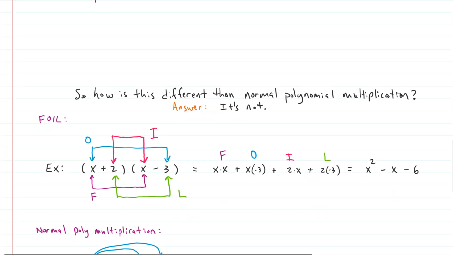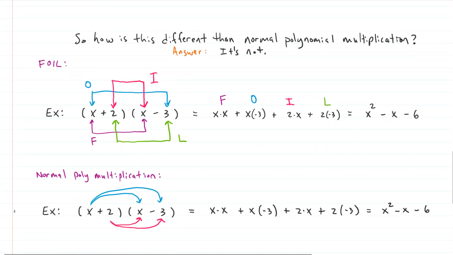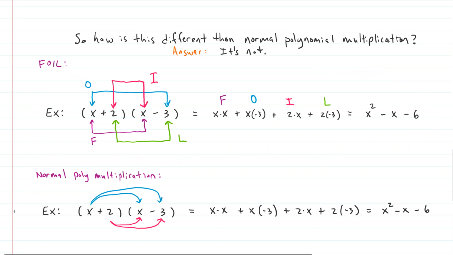So how is this different from normal polynomial multiplication? Well, the truth is it's not different at all. It's exactly the same thing. Someone just came up with the acronym FOIL to help you remember the steps, but they're totally identical. In fact, I copied what we just did and pasted it at the top so you can see the FOIL steps. Let's look at normal polynomial multiplication for this exact same problem, x plus 2 times x minus 3.